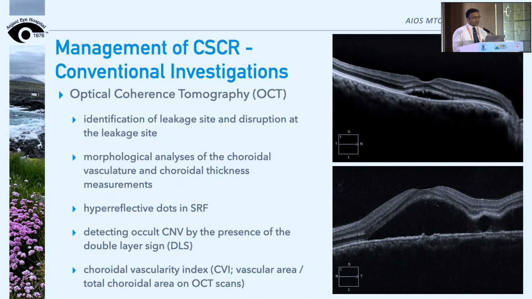Then we have the OCT, which identifies the leakage site and disruption at the leakage site. Morphological analysis of the choroidal vasculature and thickness can be measured, along with hyperreflective dots in the SRF, and detecting occult CNV, if at all, by the presence of the double layer sign, etc.